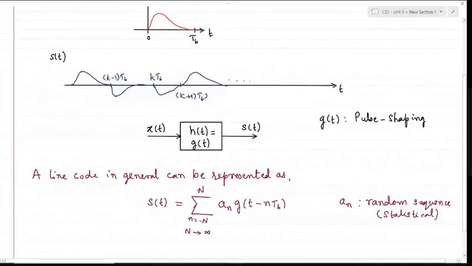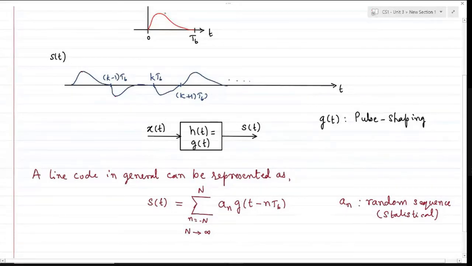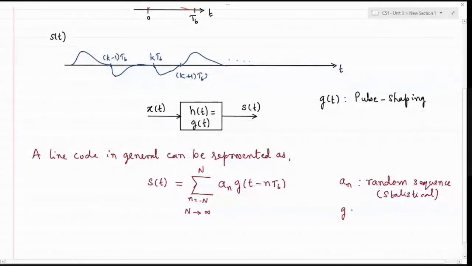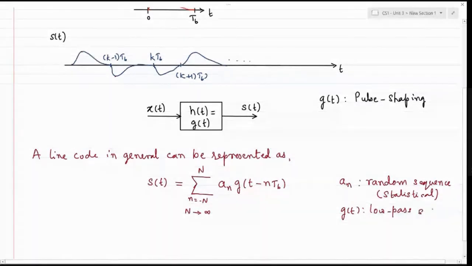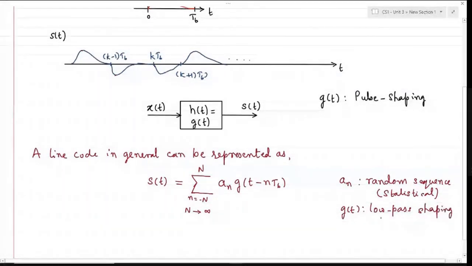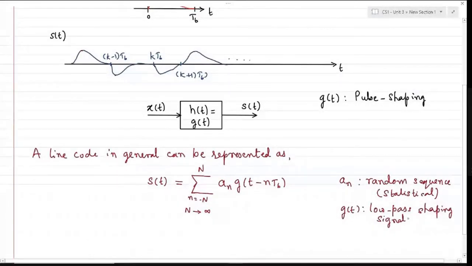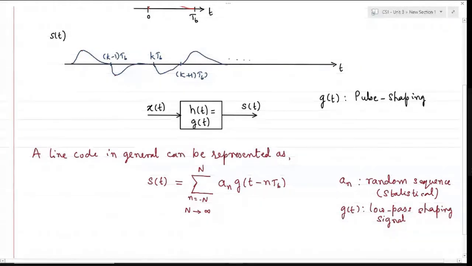All right, and g of t in general is a low pass shaping signal. Low pass in the sense it will have amplitude only in the vicinity of t equal to 0, or f equal to 0 in the frequency domain. So g of t is a low pass shaping signal. I'll not use the word pulse here, it may lead to some doubts. So I'll just call it a low pass shaping signal, which is definitely a real signal. It's not any complex signal.